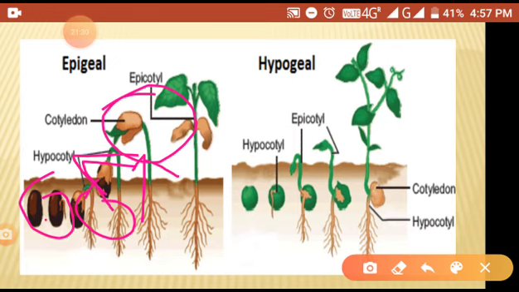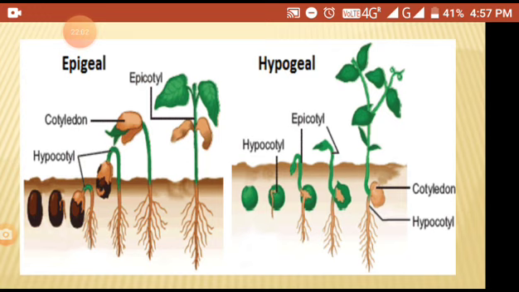But in hypogeal germination, the hypocotyl remains under the ground and only the stem part comes out. But in epigeal germination, the hypocotyl part comes out of the soil. So this is the difference between epigeal and hypogeal germination.